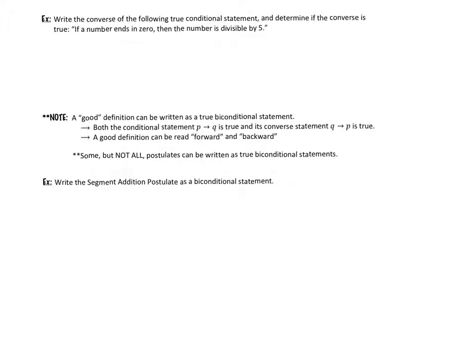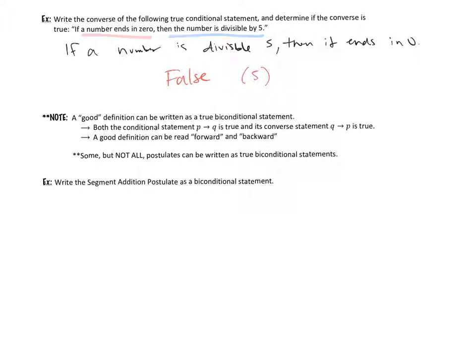Okay, now we have a true conditional statement. If a number ends in 0, then the number is divisible by 5. We're going to write the converse and then determine if the converse is true. So the converse, I exchange the order. If a number is divisible by 5, then it ends in 0. And to determine its truth value, well, I can think of a pretty easy counterexample, making it false. And that counterexample is when that number is 5. It's divisible by 5, but it does not end in 0.